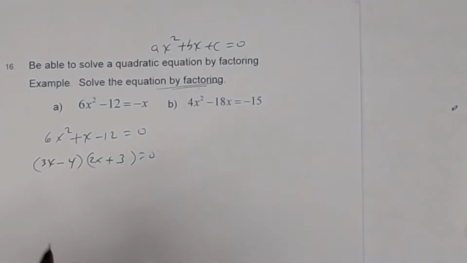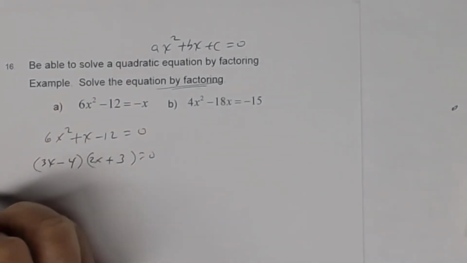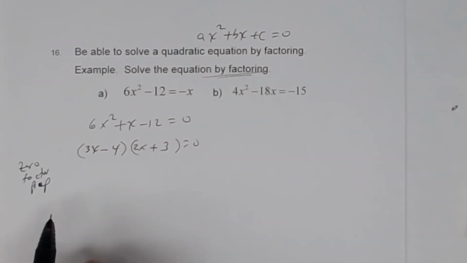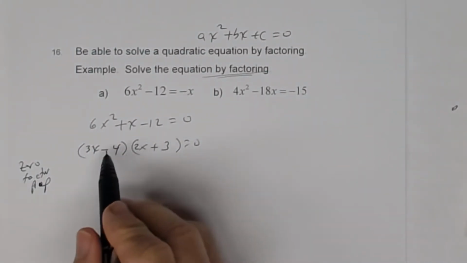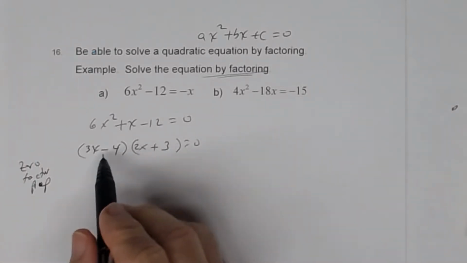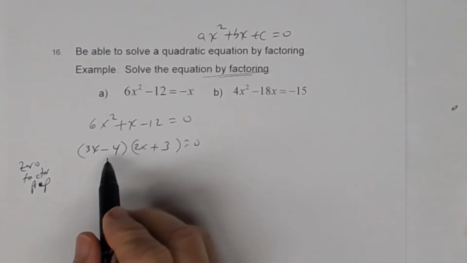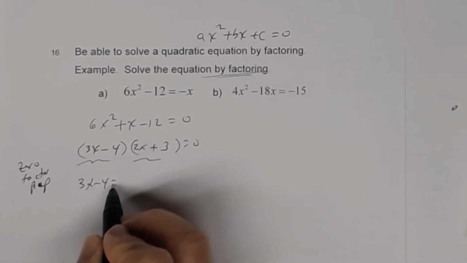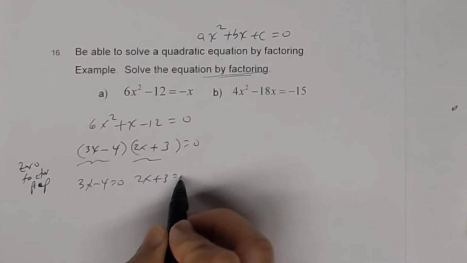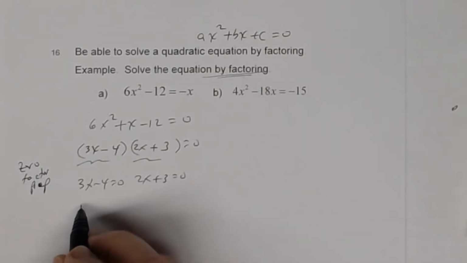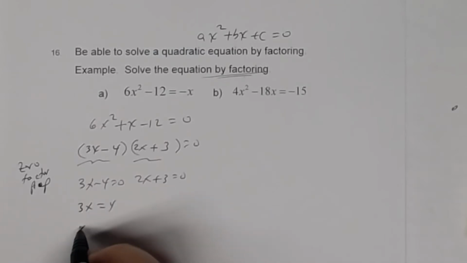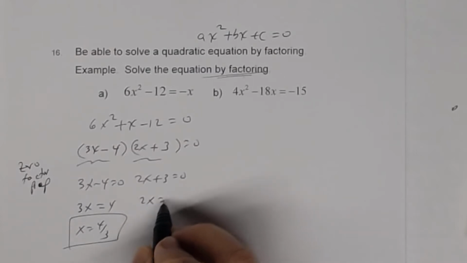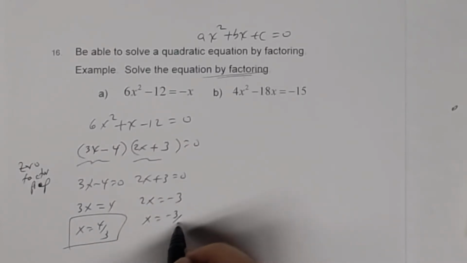Now the next thing we're going to use is the zero factor property. Remember that. When you have two factors whose product is 0, then one of the factors must be 0. So 3x minus 4 equals 0, and 2x plus 3 equals 0. Then you solve each of those linear equations: 3x equals 4, so x is 4/3. Leave it as a reduced fraction. 2x equals -3, so x is -3/2.